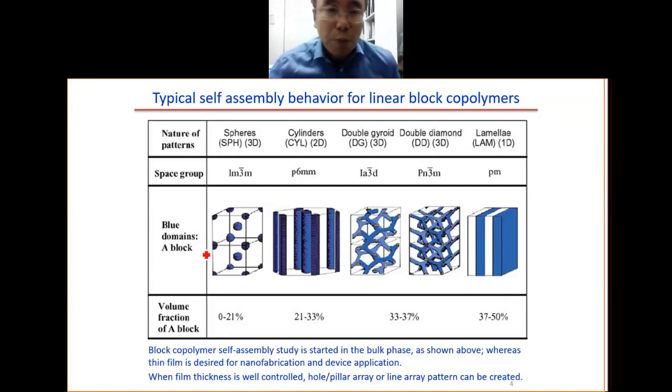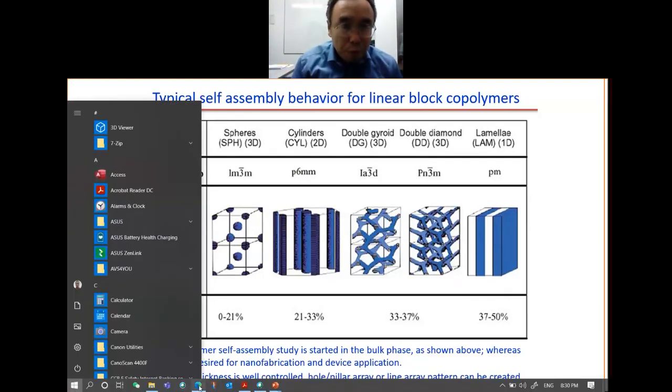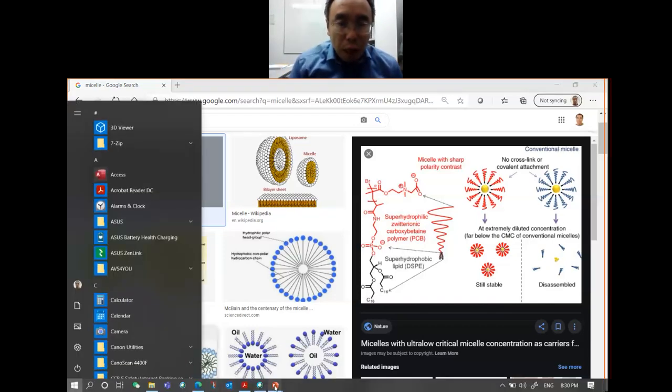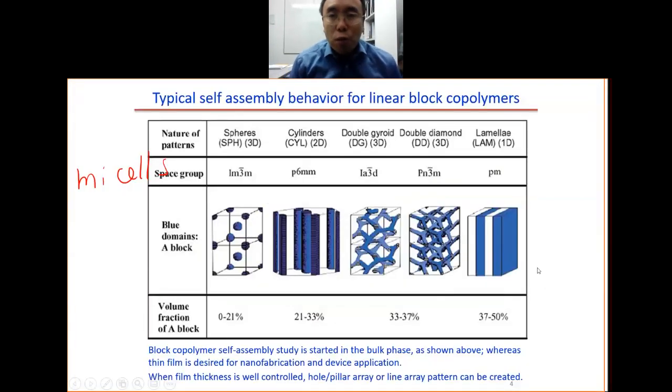But when the self-assembly occurs in the liquid, what you get is called micelles. This is block A and this is block B. This is what happens in the liquid. But for lithography, we do not want this liquid. So we need a thin film for the lithography purpose. Then when we have the thin film, we can do the pattern transfer to the sublayers.